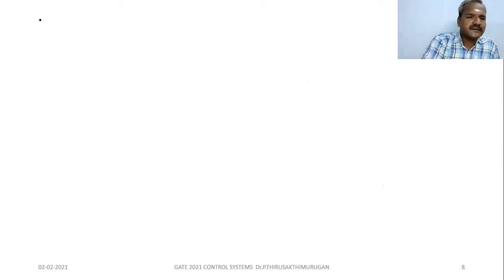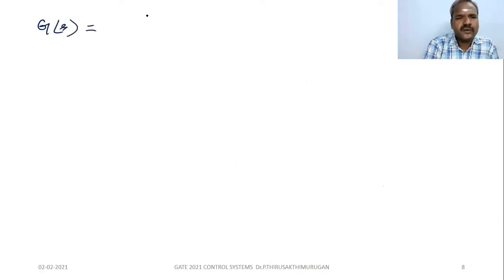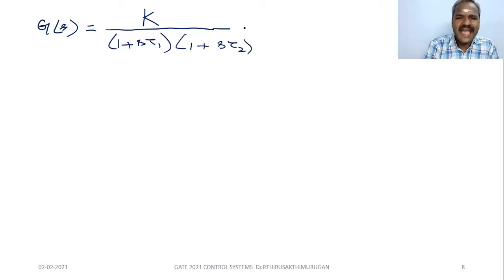Next we have G of S, the transfer function. G of S equal to K divided by (1 plus S tau 1) times (1 plus S tau 2). We are adding one more first order factor in the denominator. When we add a first order factor in the denominator, what happens? It always starts from the previous case, but ends at a different point when we add one factor.